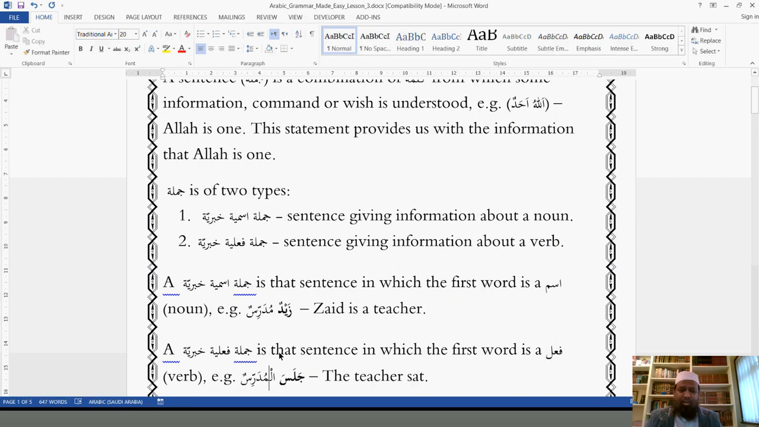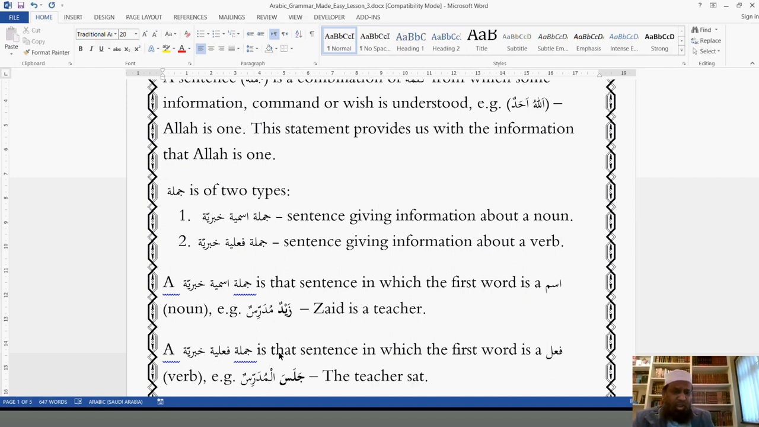That's it. It's a very simple way to understand these two types of jumla. And these are the only two types of jumla you will get in Arabic: either jumla ismiya or jumla fi'liya. At the end of this, we say khabariya because it gives us information.